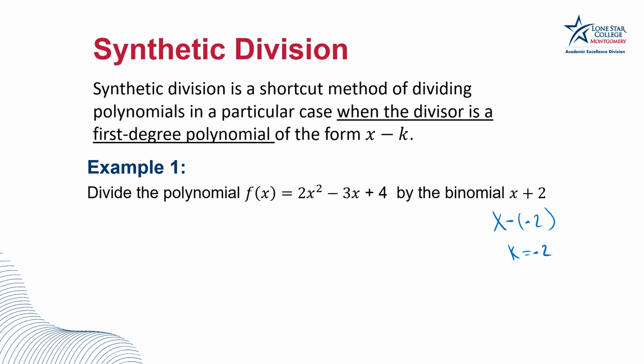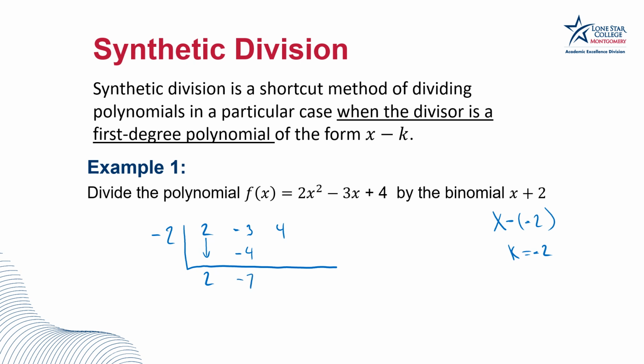So when we do synthetic division, we write our k on the outside. Now what goes on the inside here is the coefficients of our polynomial. So we have 2x squared minus 3x plus 4, we have a 2, we have a negative 3, and we have a 4. To do the division, the first term we bring down below here. And then we multiply that 2 times our divisor. So 2 times negative 2 gives us negative 4. We put it right under the next coefficient, the negative 3. And then we combine them. So negative 3 minus 4 gives us negative 7.